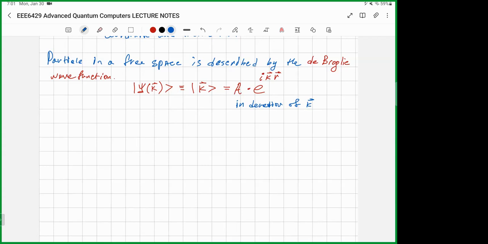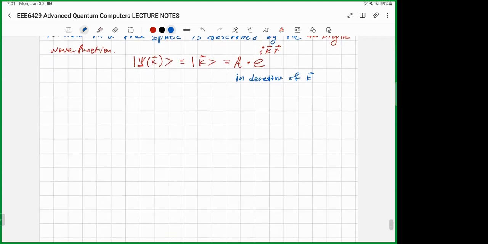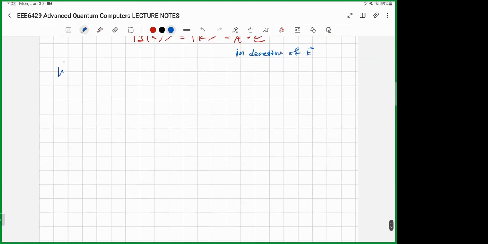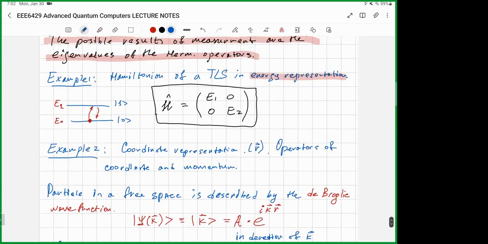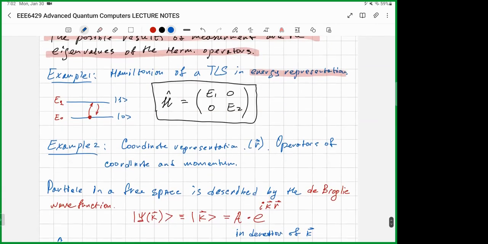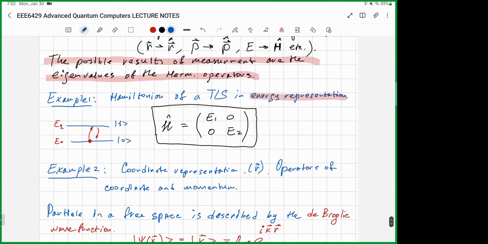So in the coordinate representation, the corresponding operator is the R vector hat, right? What it is, is the same as what we discussed for the energy representation. In the energy representation, the corresponding operator is the Hamiltonian.